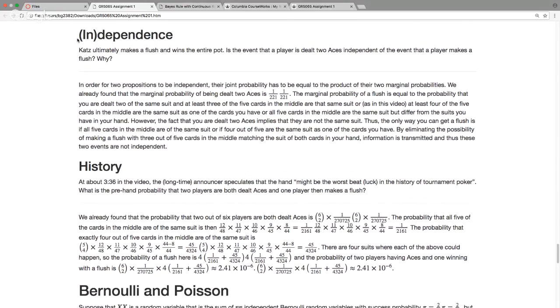So the only way that you can get a flush when you have two aces is if 4 of the 5 are the same suit and that matches one of the suits that you have, or all 5 in the middle are of the same suit. But the fact that getting two aces rules out the first possibility, that you can make a flush with 3 out of the 5, means those two events are not independent.